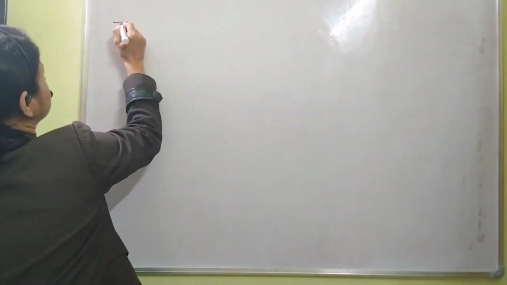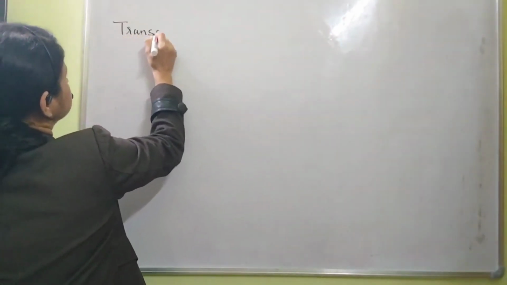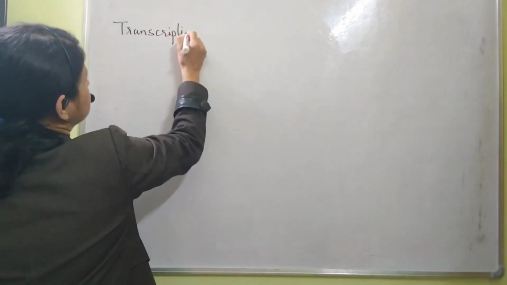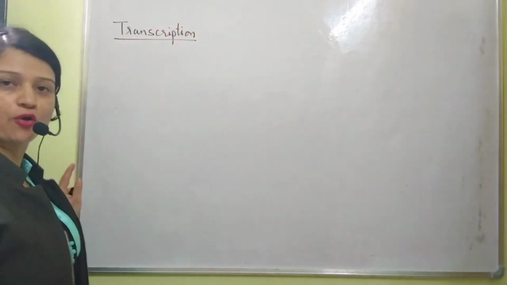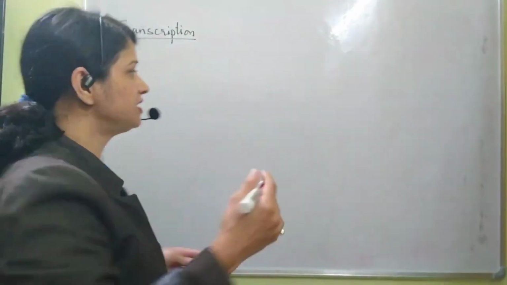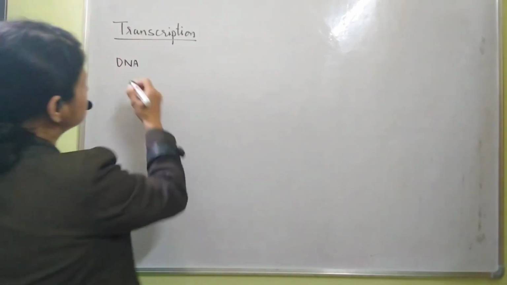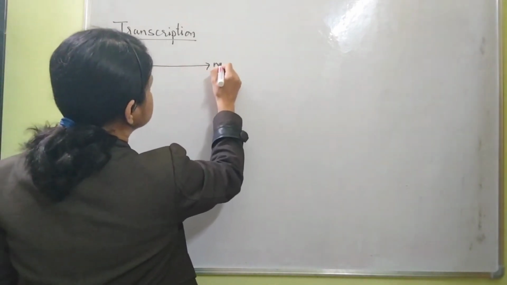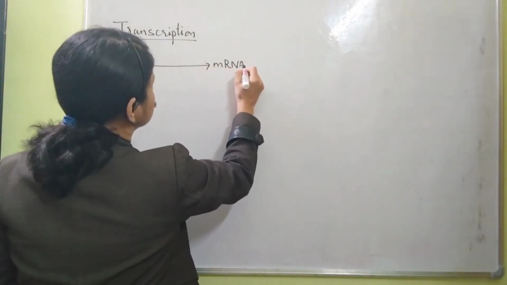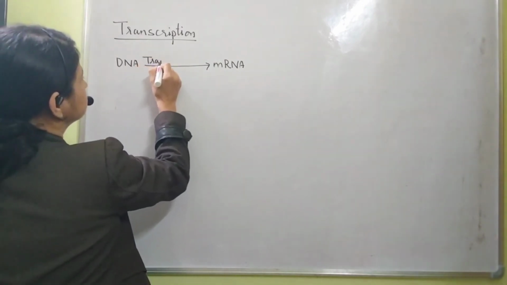Hello students. Students, today we will start a very new topic, that is transcription. Let's see what is transcription. Transcription is the process of copying genetic information from one strand of DNA into messenger RNA. So the process of copying genetic information from one strand of DNA into messenger RNA is known as transcription.